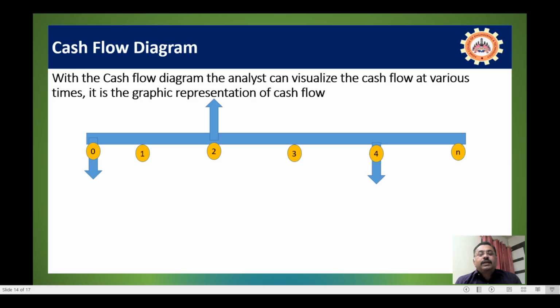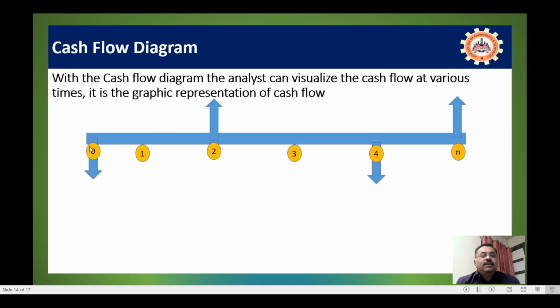See, in the 4th year once again there is a downward arrow, that means the amount is going out, and in the final year, that is the nth year, there is an upward arrow mark, that means the amount is coming back to you. So this gives you a clear idea of what the transaction of money is, how the cash flow is taking place over a period of time.